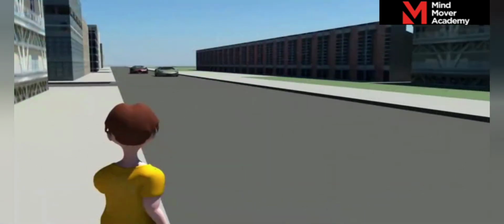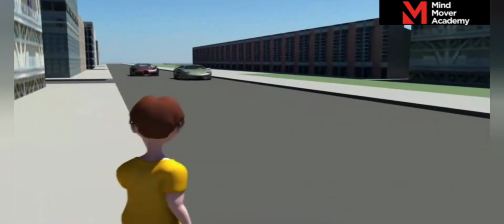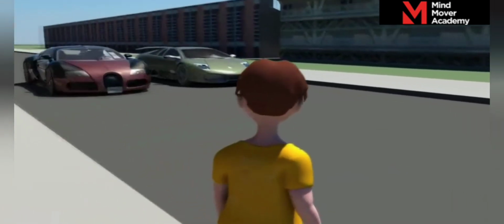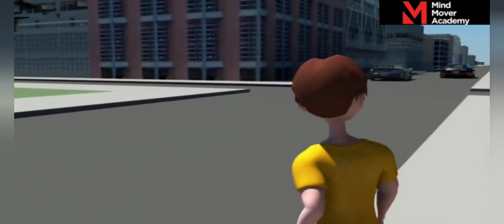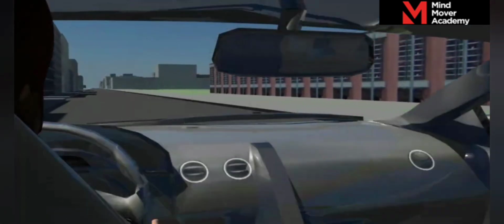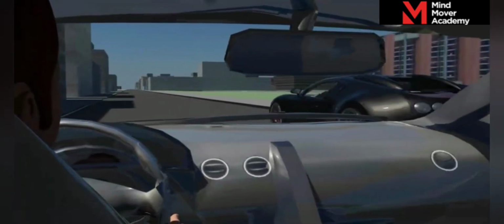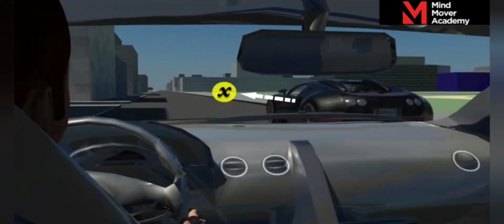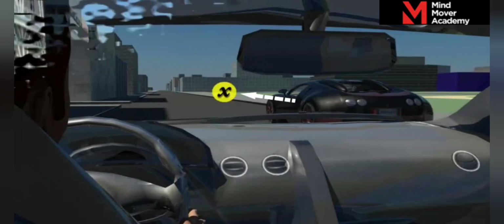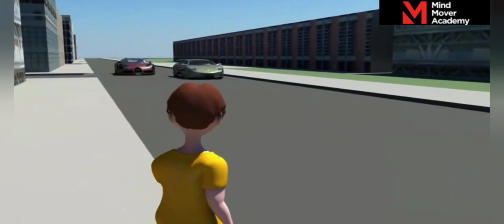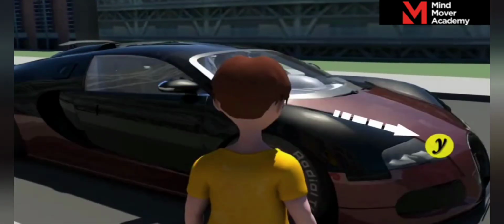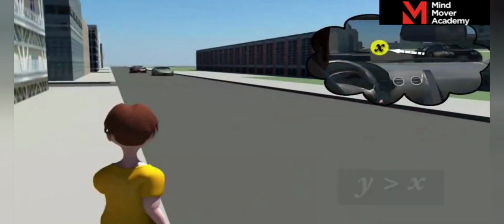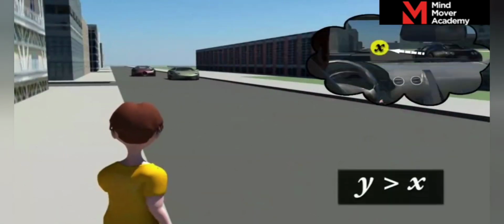Now let us take the case of a person standing on the ground watching both the cars move. Let the person sitting in the first car report a speed of the second car as x. Let the person standing on the ground report the speed of the second car as y. We will find that y is always greater than x.